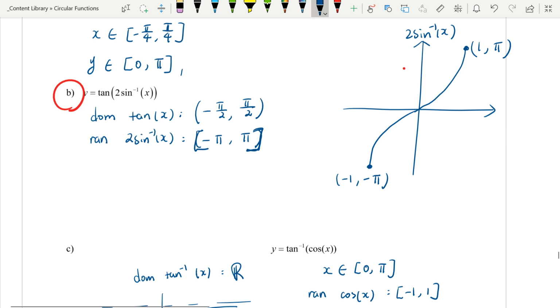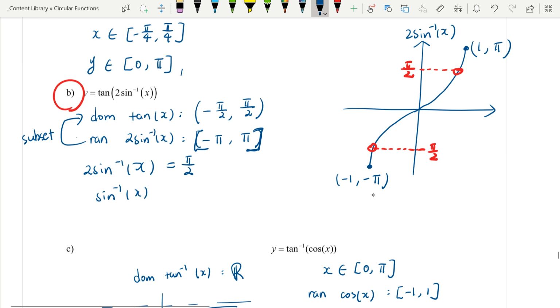So I can take -pi to pi. But because I only want to restrict the range, I want to make this become a subset of that. So my range needs to be the same as the domain of the outer function. So what I'll do is, this is -pi/2 and this is pi/2. Open circle here because I cannot take that point. Like -pi/2 is a round bracket, so I cannot take that point. So the y value for 2 sine inverse x equals pi/2.